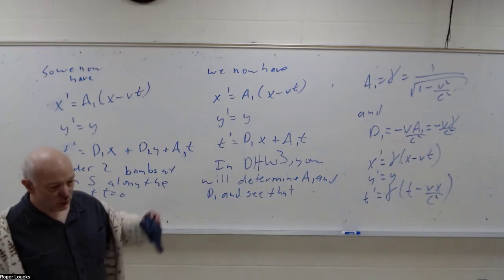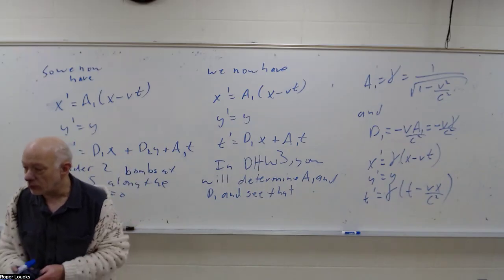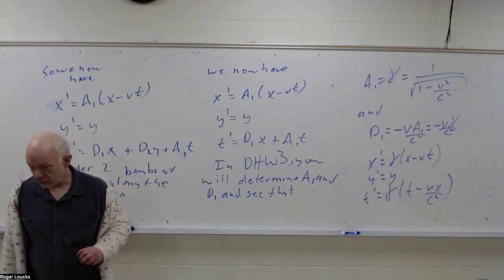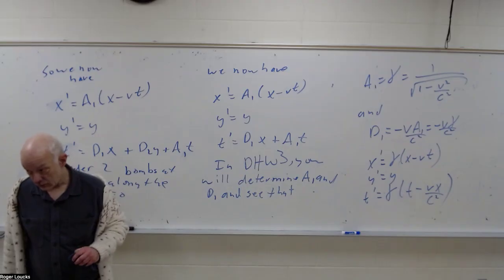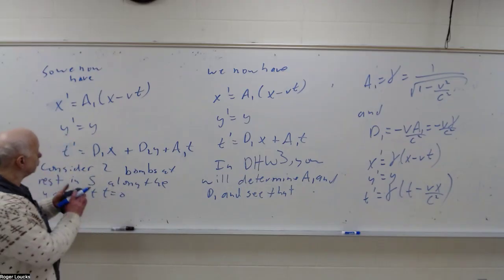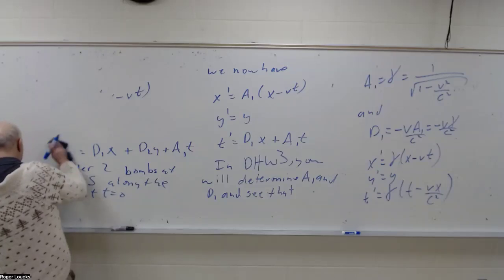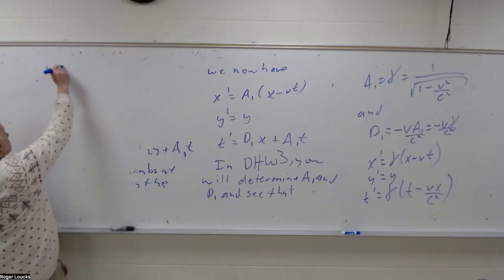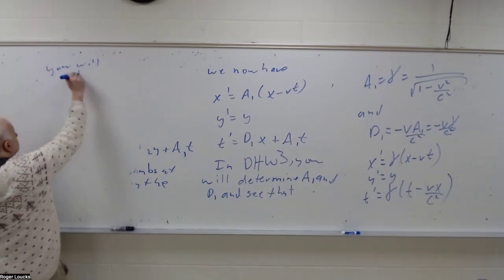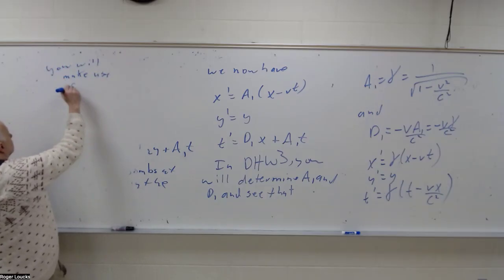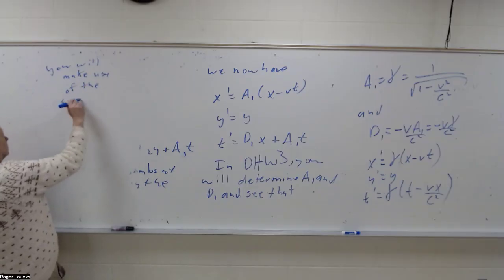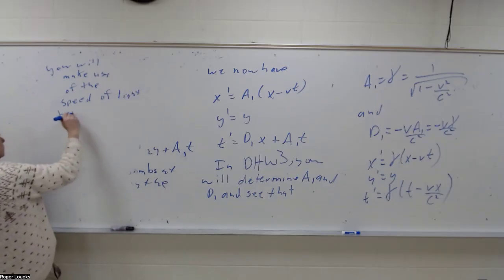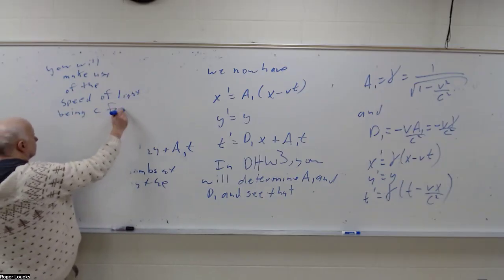Okay. The way you're going to do this is, what haven't we used from the postulates of relativity? That the speed of light is constant, the speed of light is the same for all observers. So you're going to do two cases here. You will make use of the speed of light being the same for all observers.